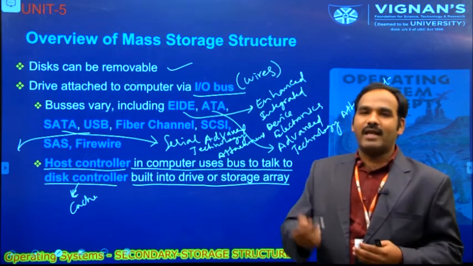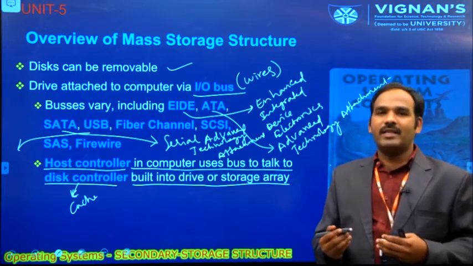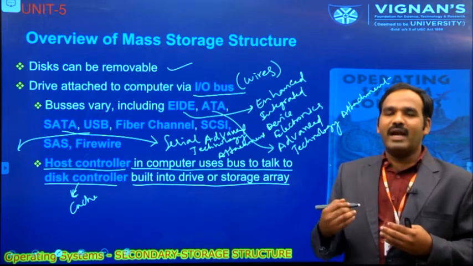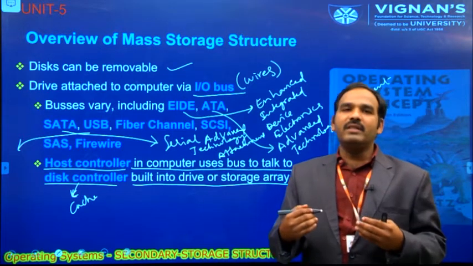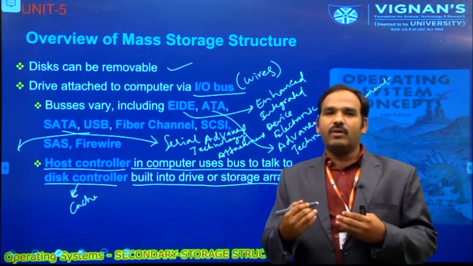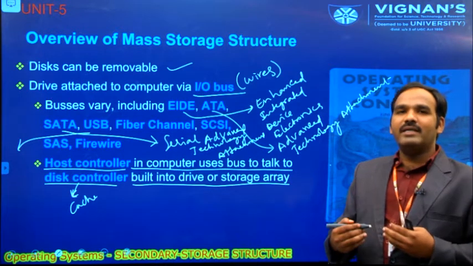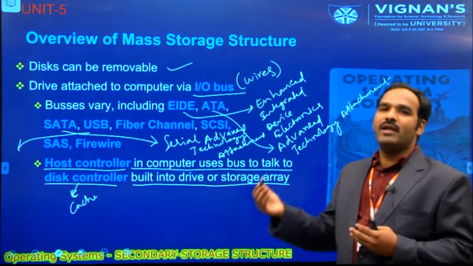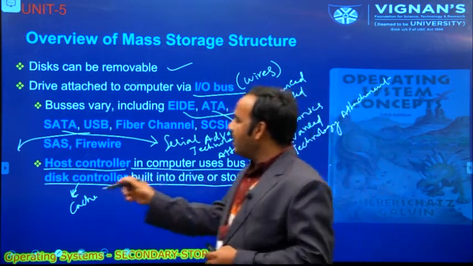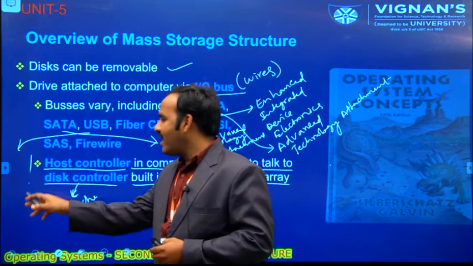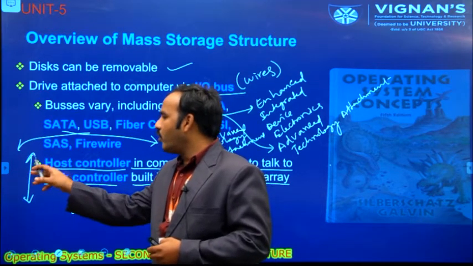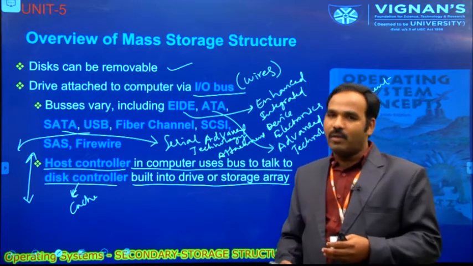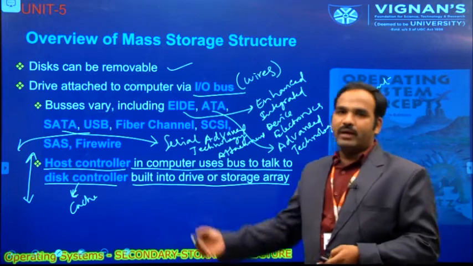So whenever data is transferred, first the data is transferred from the disk to the cache. That means the data is transferred between the disk and the cache, by the disk controller. After that, the data is transferred from the cache to the host controller, means from the cache to the computer. This is the way the communication takes place between the computer and a disk. So these are the two processors that perform the input and output operation, or data transfer operation, from the computer to the disk.